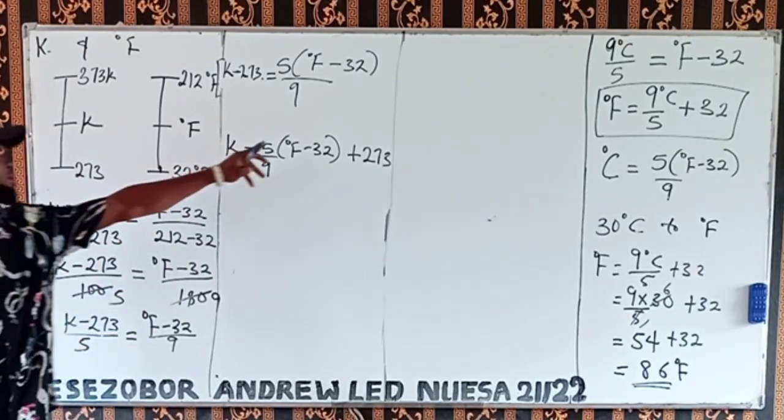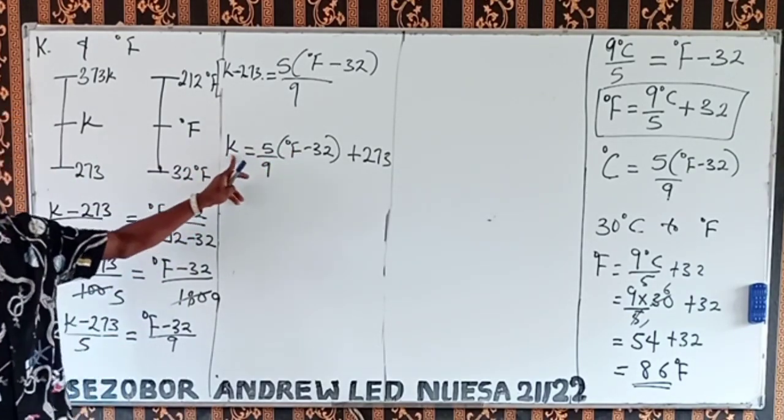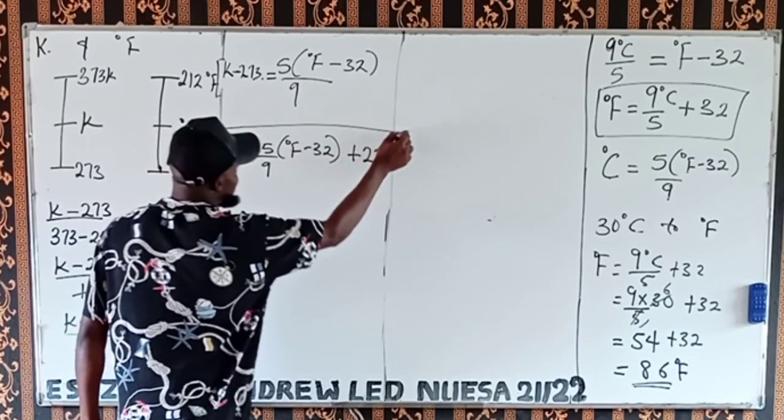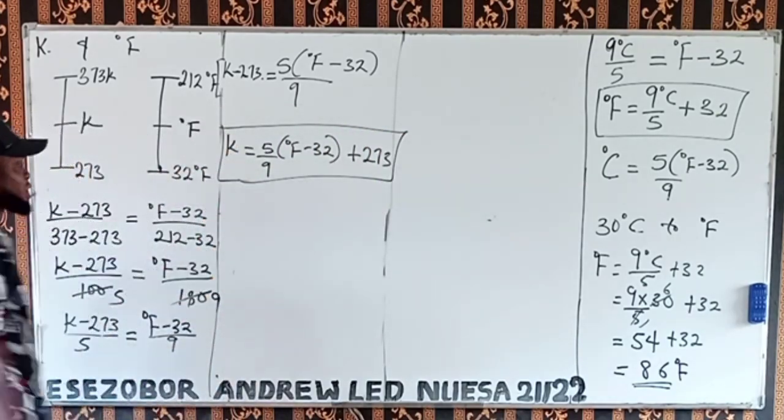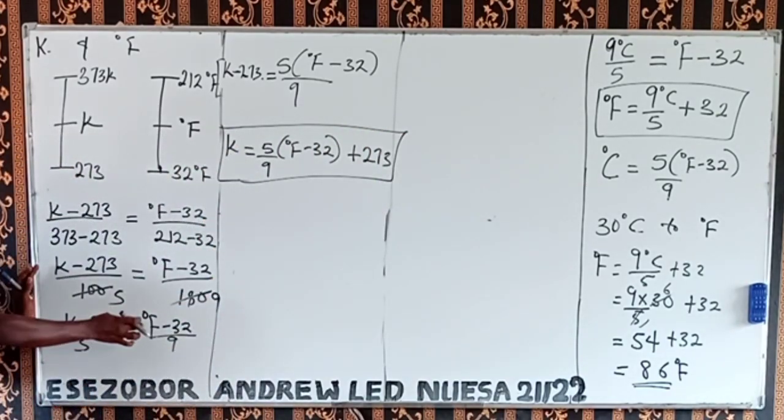So this is how you convert from degree Fahrenheit to Kelvin. This is the formula we use. Now let's make degree F the subject of the formula. You do the same thing, moving terms to the other side.